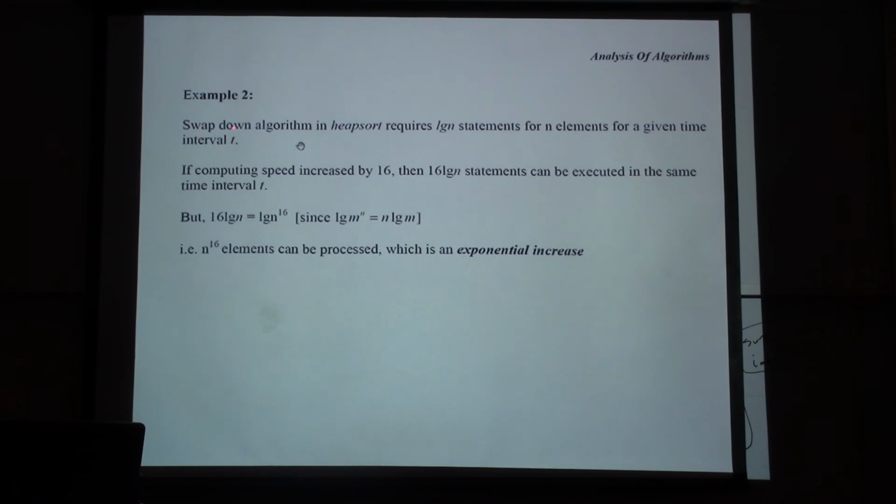So we have another algorithm that's called a swap down, and it's part of a heap sort algorithm that we'll study later on. And that one requires lg n statements. So lg, anybody know what lg is? Log base 2. So lg is log base 2 n statements for n elements. So the formula for going from n to the number of statements is you take the log of the number of elements. How do you go from lg n to n?